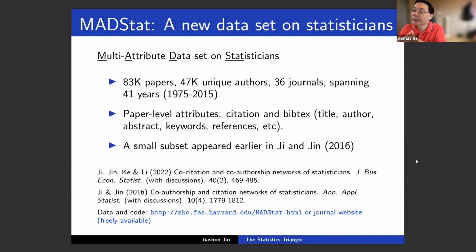In summary, we have spent a long time, 2 or 3 years, to collect, clean, and annotate the data set. But the good news for everybody here is that the data set is made freely available. If you want to access it, you can go to Tracy Ko, one of the collaborators of this project, or to the journal website. Both of these websites have the data set, and it is freely available to everybody.